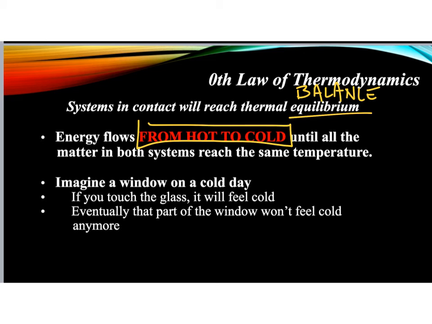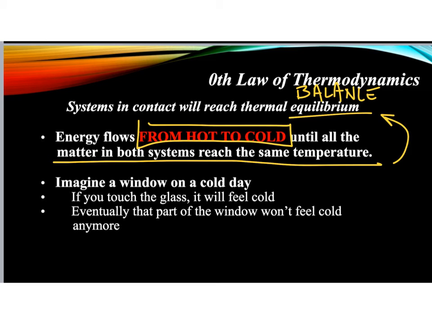So the energy is going to flow from hot to cold until all matter in both systems reach the same temperature. Okay, that's what we're talking about when we say it reaches an equilibrium. There's going to be a balance, specifically in temperature, of those objects.